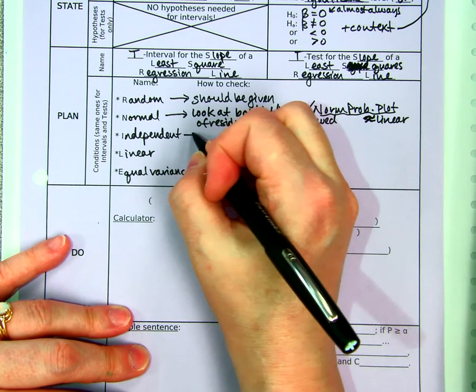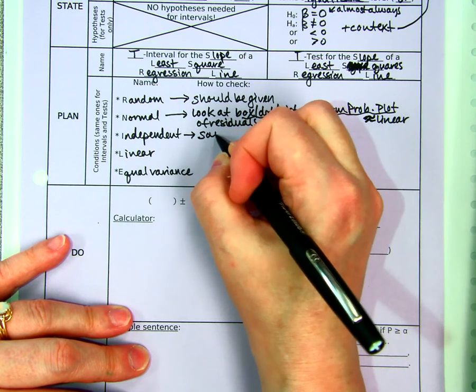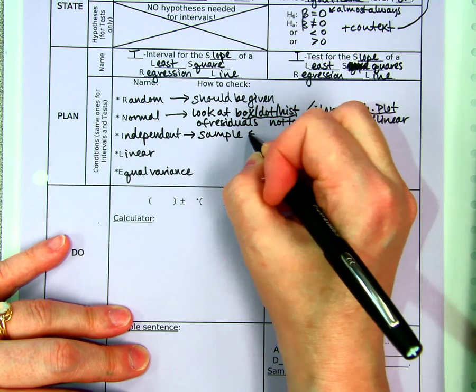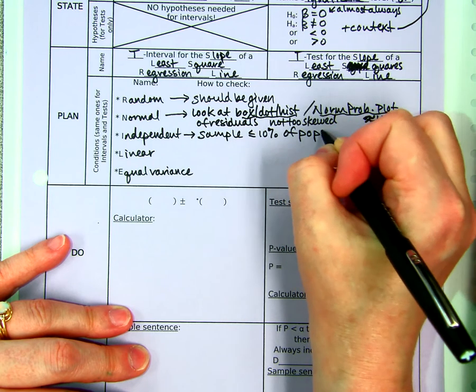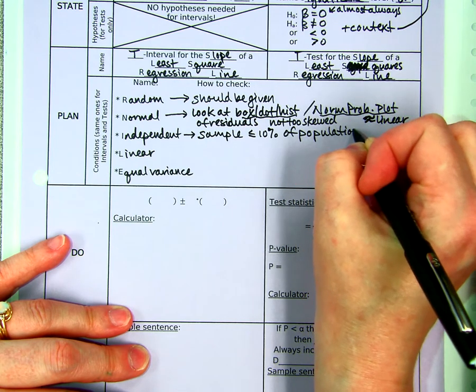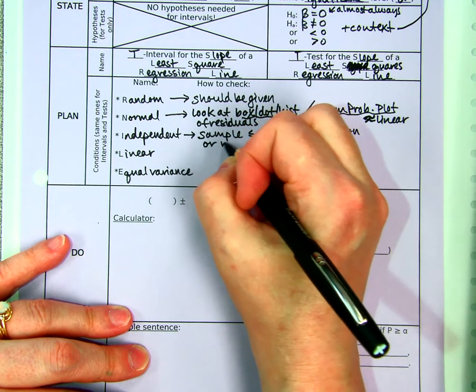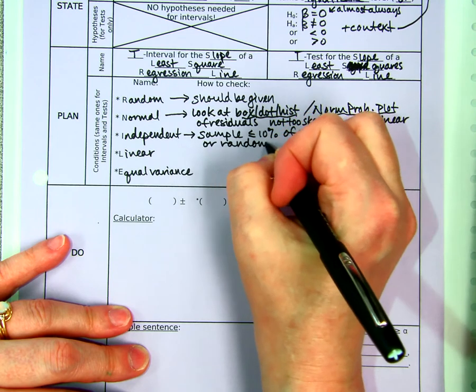Independent is the same as we've always done. If it's a sample, we need the sample to be less than 10% of the population. That's pretty easy to check. Or if it's an experiment, we would need randomly assigned treatments for this.